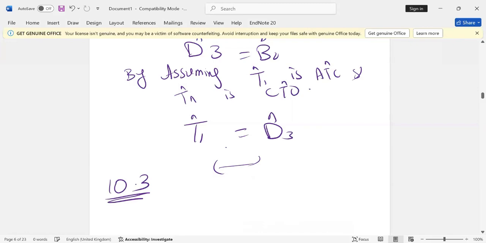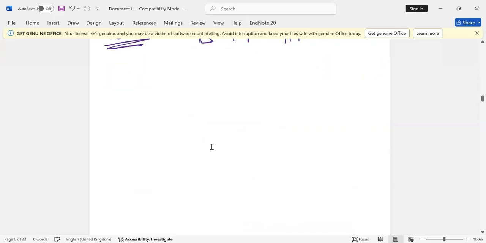So the next question is about 10.3. We have to prove that triangle TFO is similar to triangle DFE, okay? So we have to find two pairs of equal angles, okay? The method we have used is to find two pairs of equal angles.